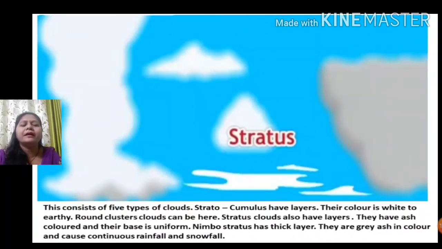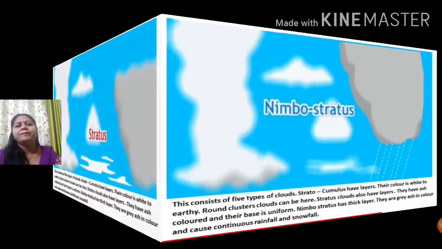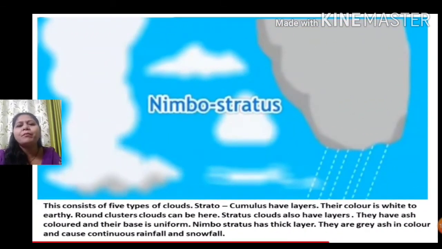Now then again you can see the next one is stratus. Now round clusters of clouds can be seen here. Stratus clouds are also having layers in it. They many times are having ash color. स्ट्रैटस को ज्यादा करके ऐश कलर होता है, and their base is uniform. Right, then let us see the next one is nimbostratus.